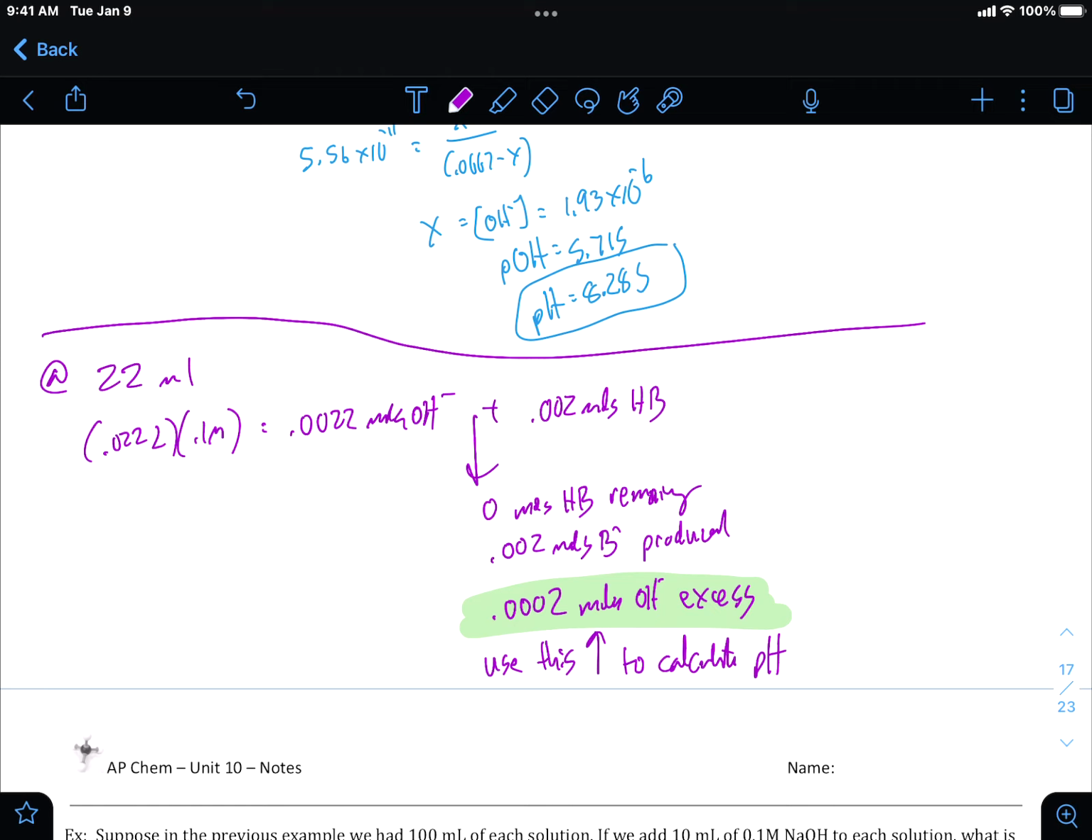Because it doesn't matter that there is weak base produced. What produces OH minus better? OH minus itself or a weak base? OH minus itself. For the pH, it doesn't really matter if there's a weak base present. So we just really need to recalculate what the molarity is, 0.0002 divided by a volume. What's my volume now? 32 milliliters.